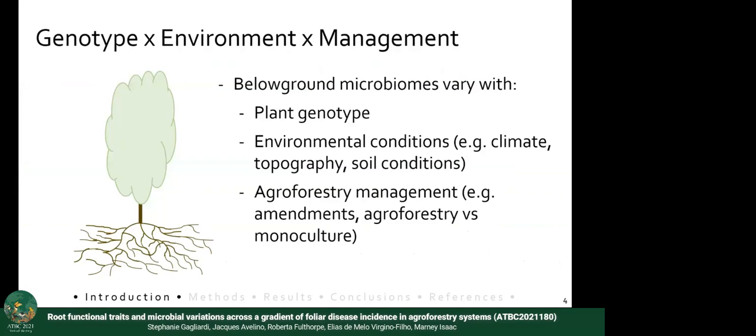We know that plant-associated microbial communities vary based on the genotype of the host plant and environmental conditions such as climate and soil conditions. The environment also largely explains root trait expression, where there is significant variation in many crops, and this variation is often associated with variations in microbial communities. Specific to agroforestry systems, microbial communities also depend on the type of agricultural management regime in place, such as specific amendments and the presence of shade trees. There's also evidence that microbial communities may change with plant disease incidence, though results in the literature vary with different crops and different phytopathogens.